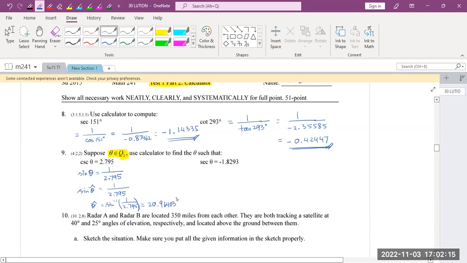Now you will see that you will get an acute angle, 20.96403 degrees. Notice that this is the theta hat. Then what is theta? Go back to the theta. We use theta hat only so that we can use inverse sine. Once you get the theta hat, you bring it back to quadrant 2. Now, theta in quadrant 2 is 180 degrees minus that theta hat.